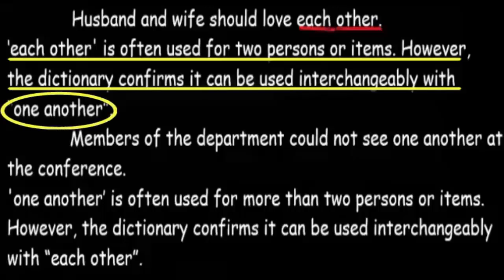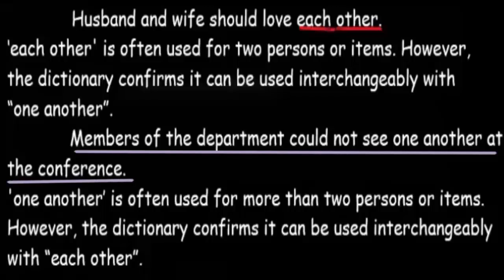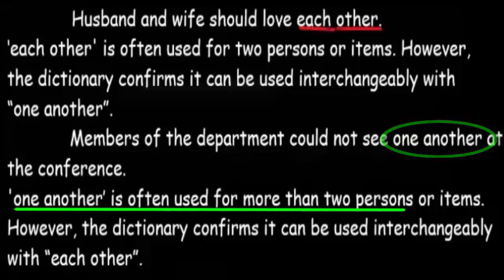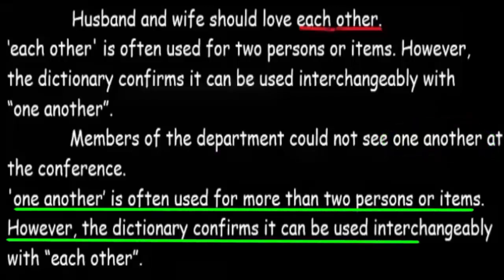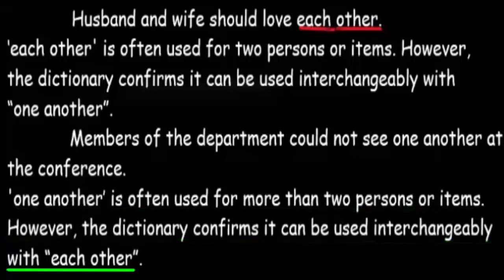Now let us look at another example. It says: members of the department could not see one another at the conference. One another is often used for more than two persons or items. However, the dictionary confirms it can be used interchangeably with each other. When we say one another, we mean two or more persons. But at the same time, you can use it for each other. That is what the dictionary is saying currently. That is for reciprocal pronouns.